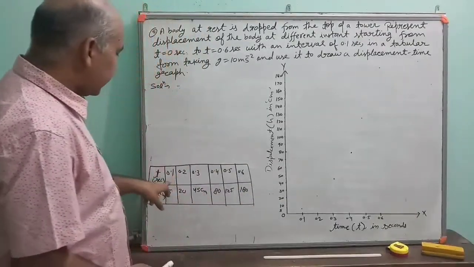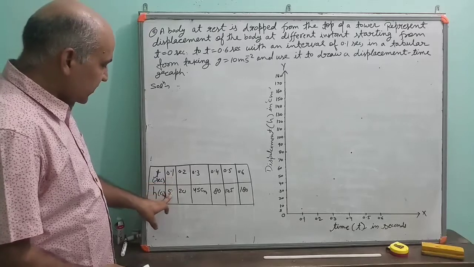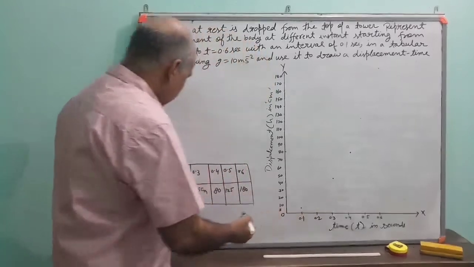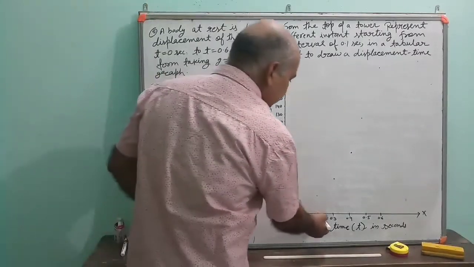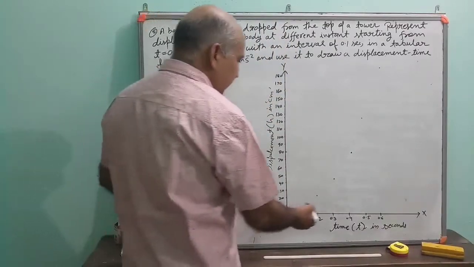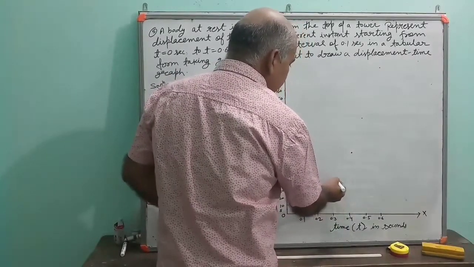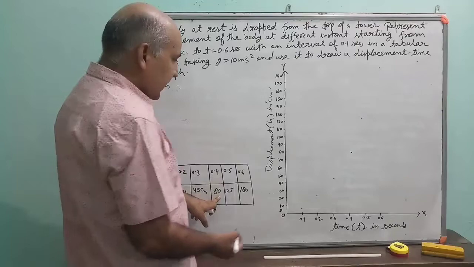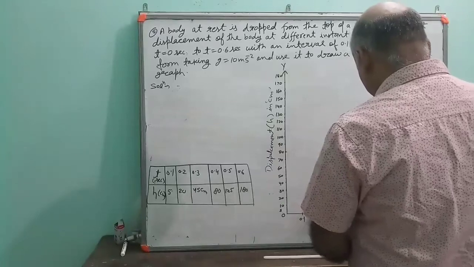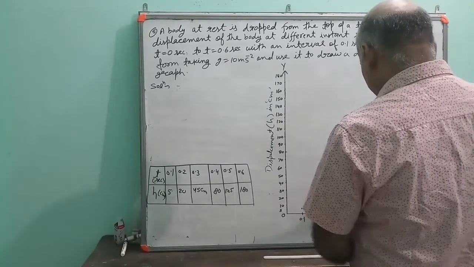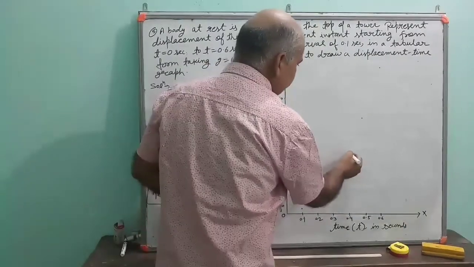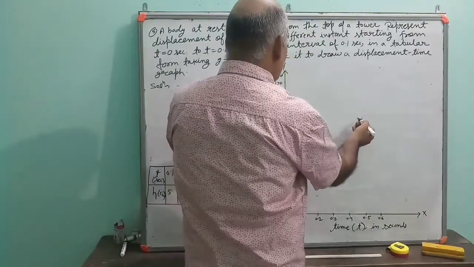So according to the data, at 0.1 second the displacement is 5. At 0.2 second, the displacement is 20. At 0.3 seconds, the displacement is 45. At 0.4 second, the displacement is 80, in front of 80. At 0.5 second, the displacement is 125.